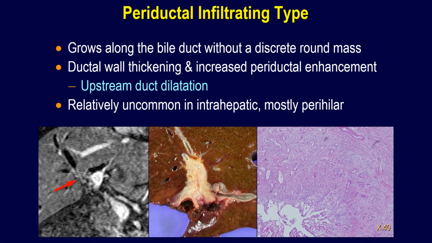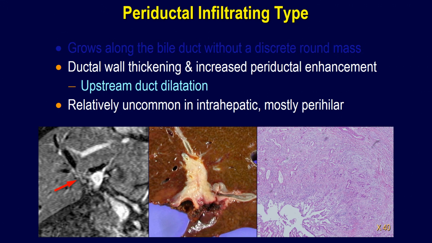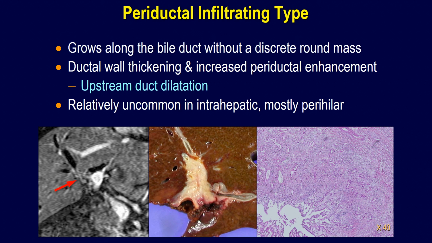The second type is periductal infiltrating type. This type is characterized by growing of the tumor along the bile duct without a discrete round mass formation. On CT and MRI, diffuse ductal wall thickening and increased periductal enhancement can be seen with upstream duct dilation. This type is relatively uncommon in the intrahepatic cholangiocarcinoma, while most perihilar tumors present with this growth pattern.